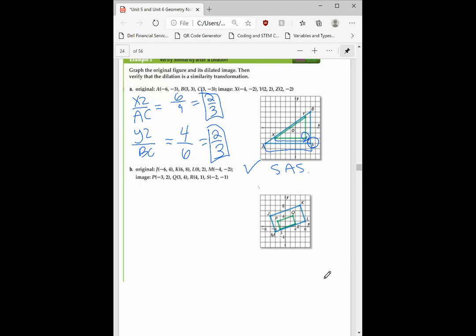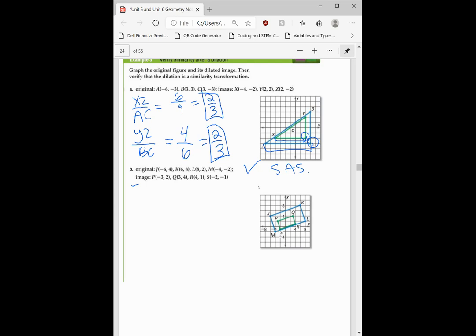So for this one, we need to show that all of these sides are corresponding. And we need to do that by finding the distance of each side. Well, notice this time we can't just easily count because now our objects are tilted and they're not directly on an axis that we can count. So we're going to have to use the distance formula and find the distance from each figure. Okay, so first we're going to find the distance from J to K.